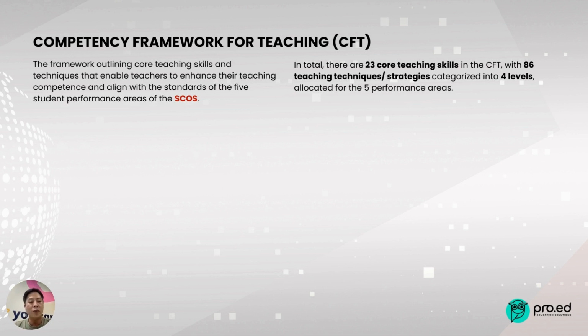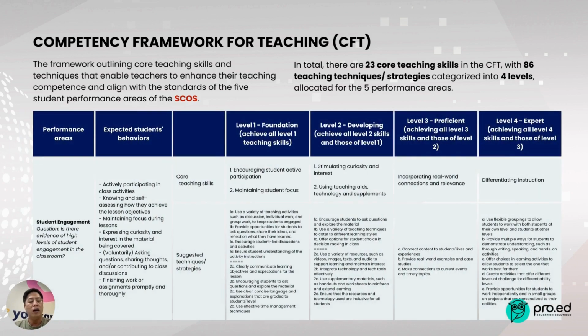Let's have a look at an example of the CFT for the performance area student engagement, right? So you can see here, student engagement, expected student behavior, and here the core teaching skill for 4 levels, and the suggested teaching techniques also for 4 levels. For example, if the teachers need to learn the skill encouraging student active participation, over here there are some techniques they can learn for that, right?